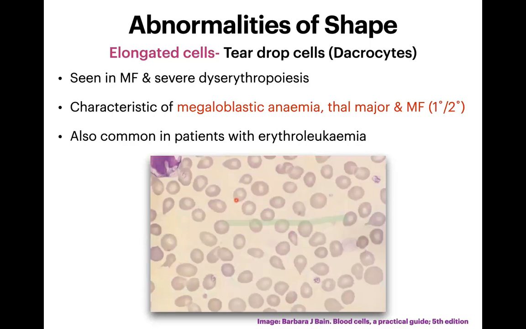Another type of elongated cell is the teardrop cell. They are commonly seen in myelofibrosis or severe dyserythropoiesis. You will find a lot of teardrop cells in cases of megaloblastic anemia and thalassemia major, as well as myelofibrosis, whether primary or secondary. They are also commonly found in patients with erythroleukemia. If you are seeing a lot of teardrop cells, and you are finding NRBCs and a left shift, that is myelocytes, metamyelocytes and so on, then it is highly suggestive of myelofibrosis.